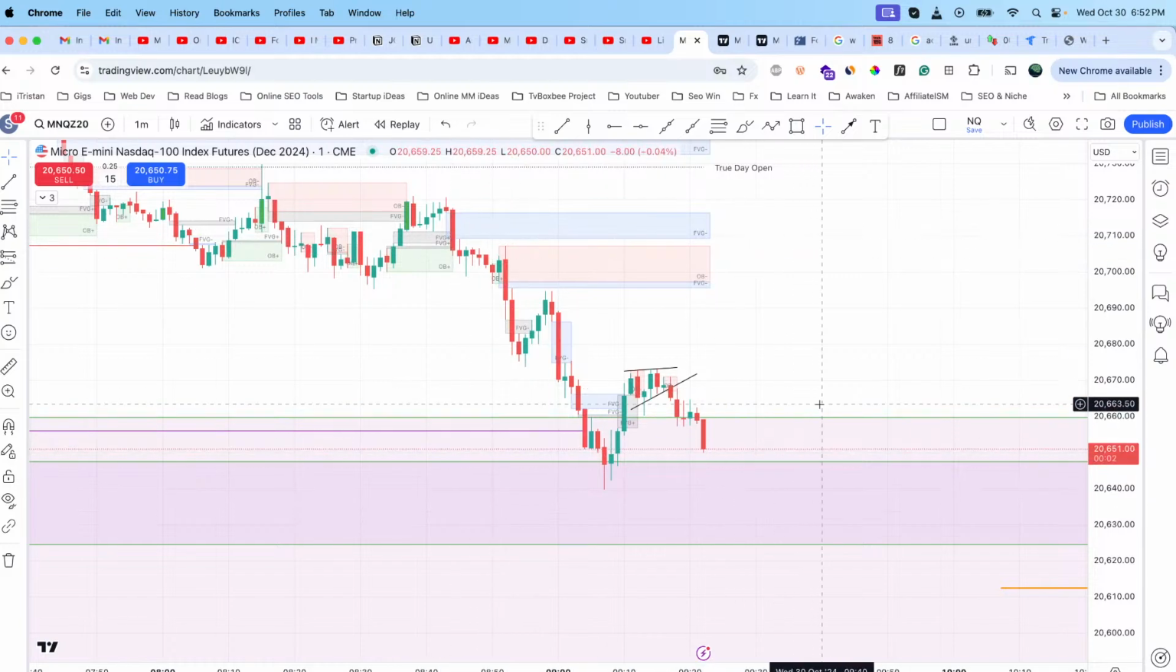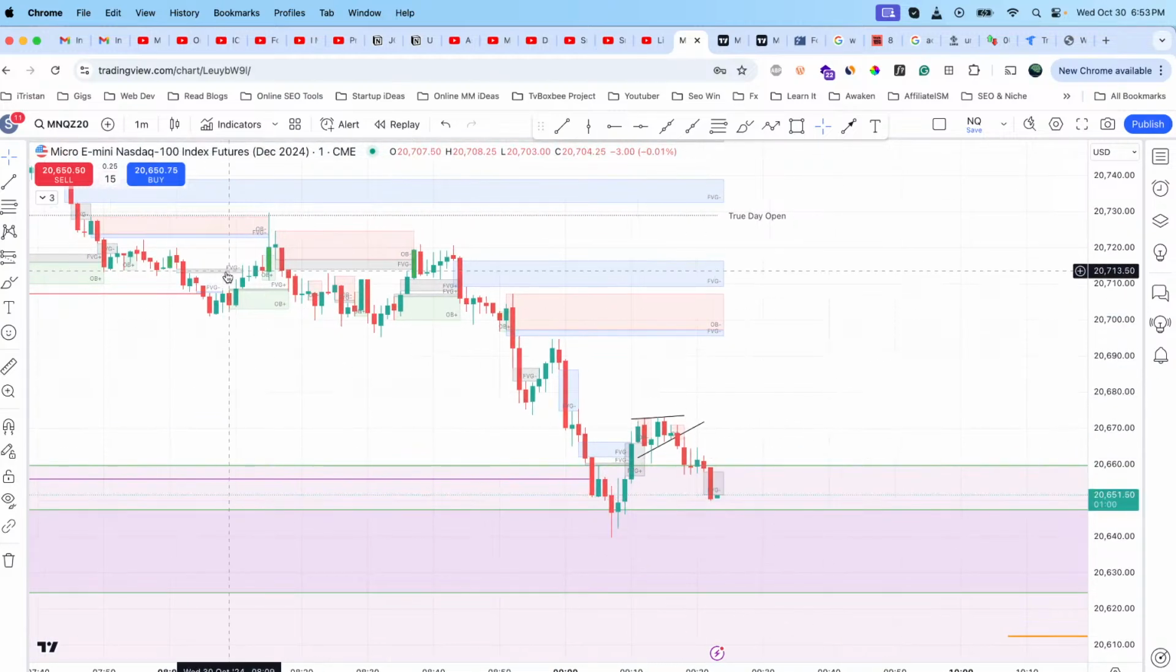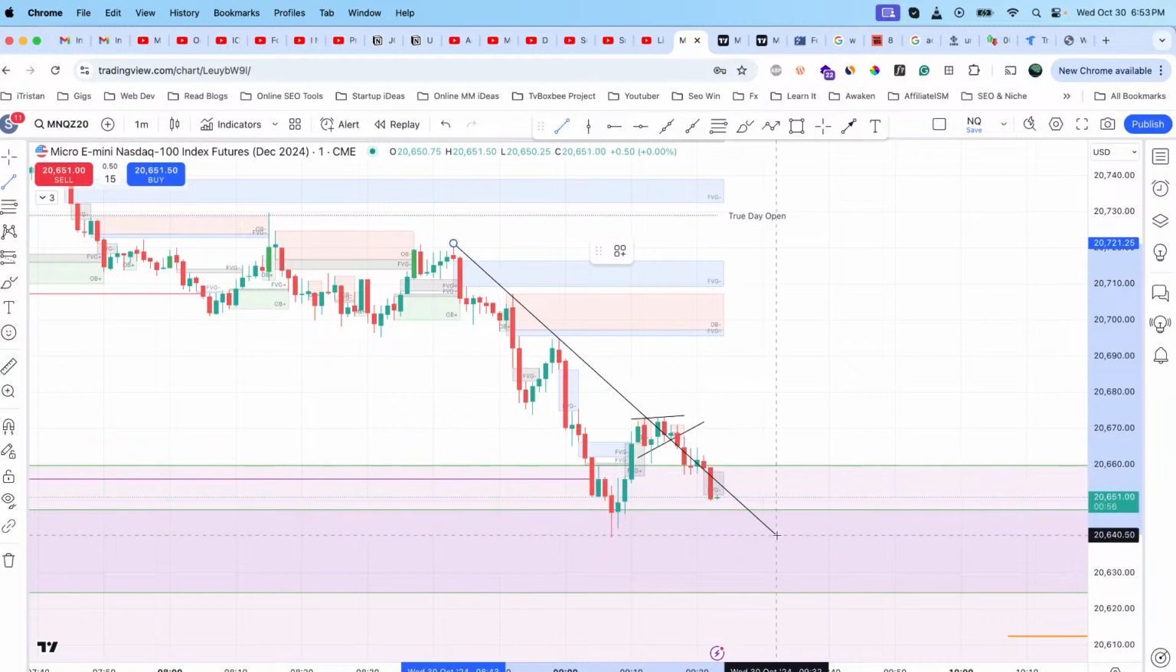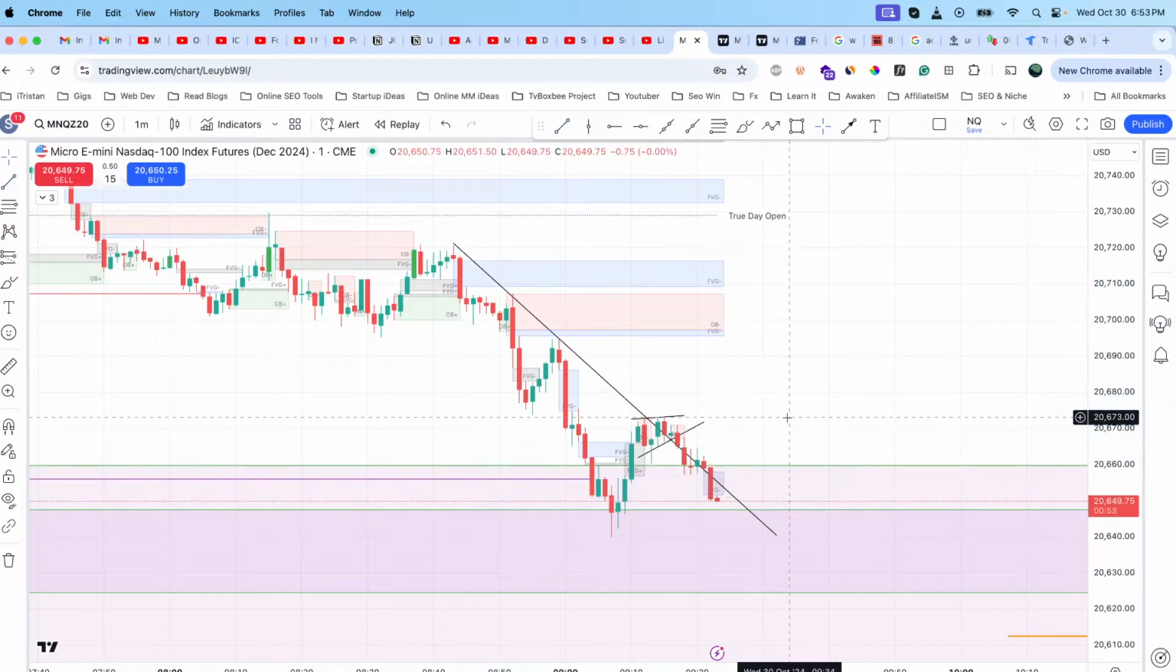so yeah, this is good. This is what I wanted. I wanted it to go back down so that we get inside of New York kill zone, which is in around 7 minutes from now.